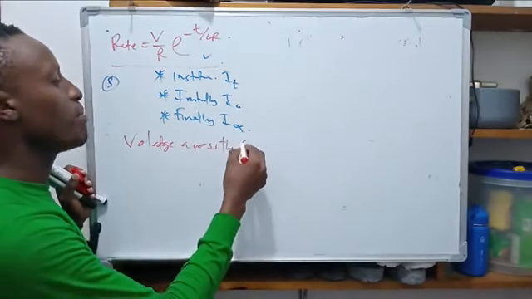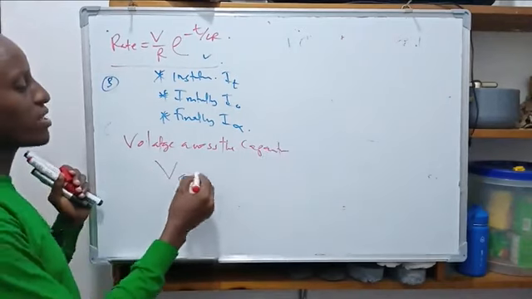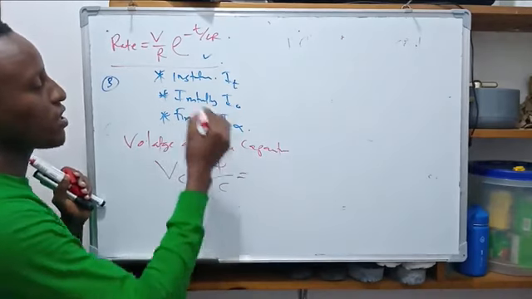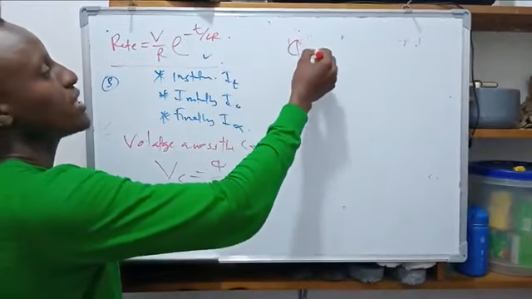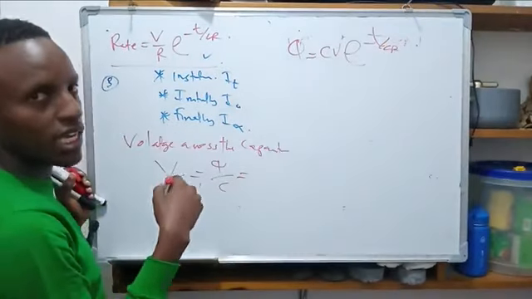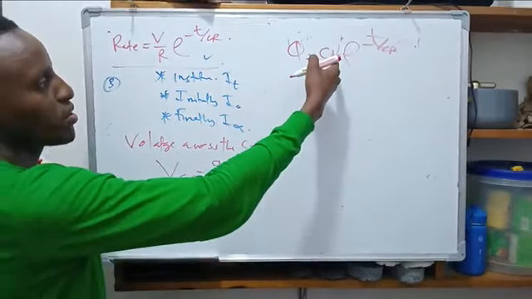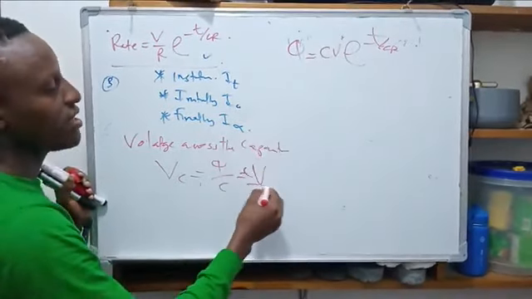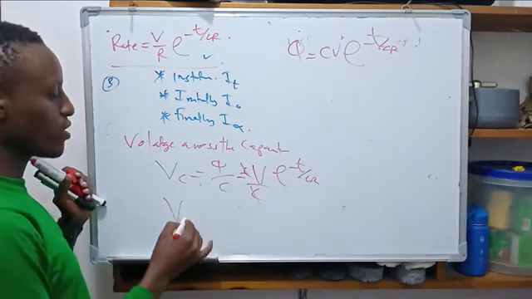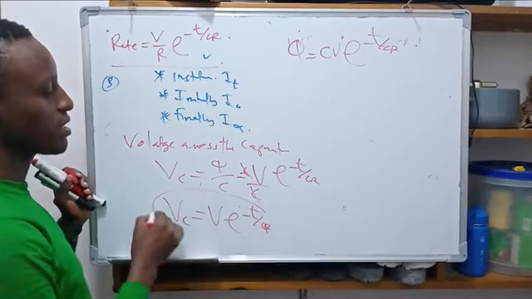the capacitor? We know the voltage across the capacitor will just equal Q over C. This is the Q. Q we obtained is just equal to CV, then E negative t over CR. So we can say this is just equal to V, because C and C cancel, E negative t over CR. So the V across the capacitor is just equal to V, E negative t over CR. That's what happens.